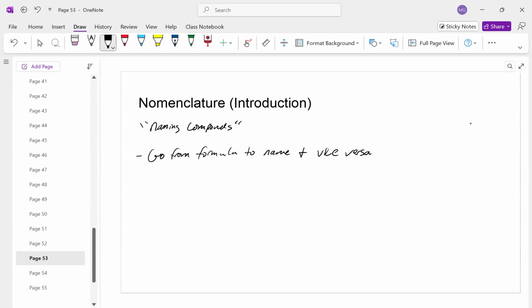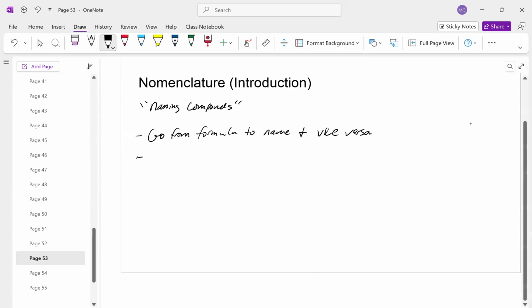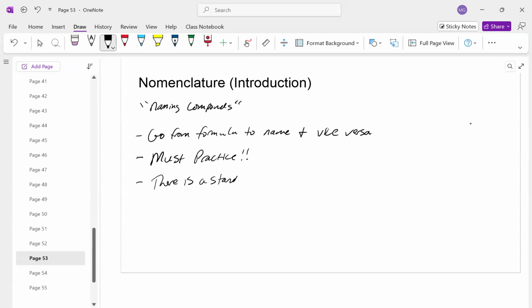So if I give you the formula, you should be able to name the compound. If I give you the name, then you should be able to give me the formula of the compound. And this, like other things from this unit, is something you have to practice. It does not come naturally. And these rules that I'm going to be giving you are not just arbitrary or something that I decided. There is a standardized naming system that the entire scientific community uses. It uses the exact same rules, the exact same procedure for naming compounds.